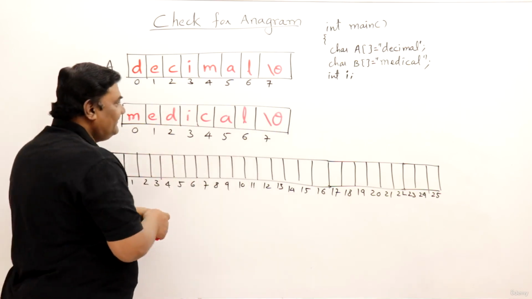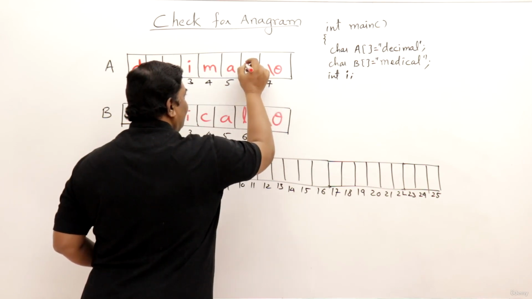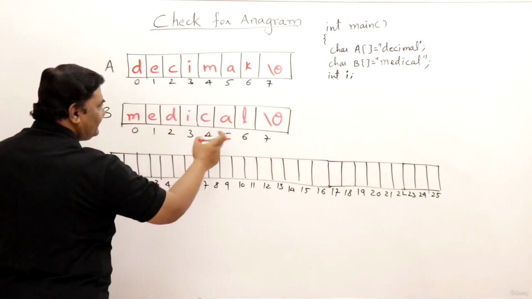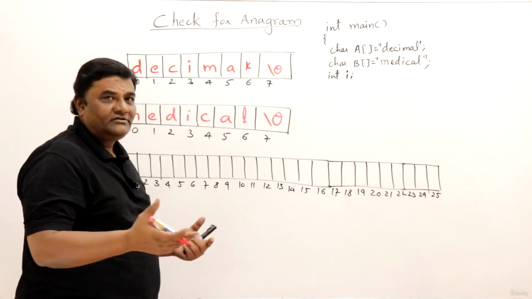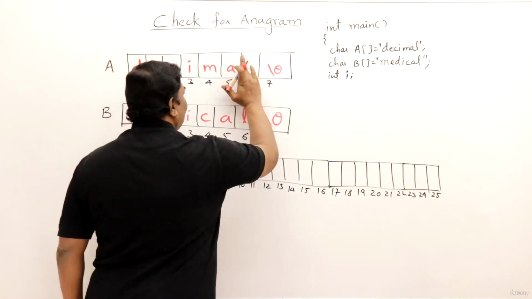Suppose any one of the letters, this is not L, if it is K, then when you search for K, it is not found. So you can see that they are not anagrams. This is simple. I'll put it back, right?